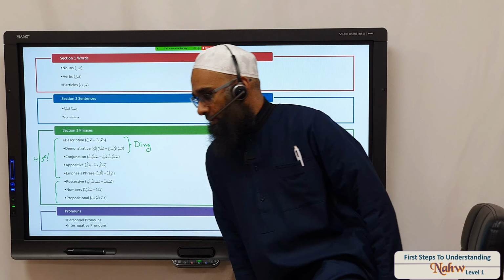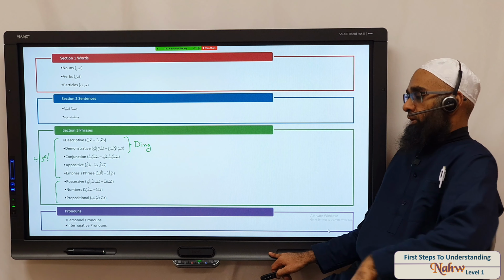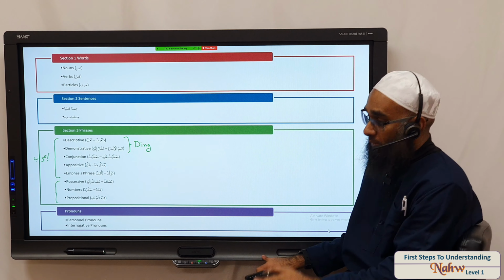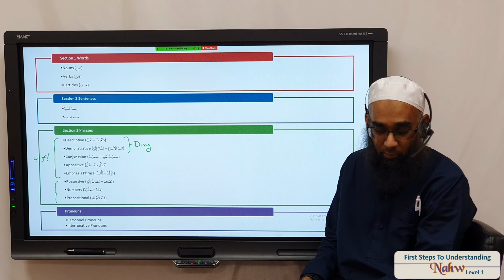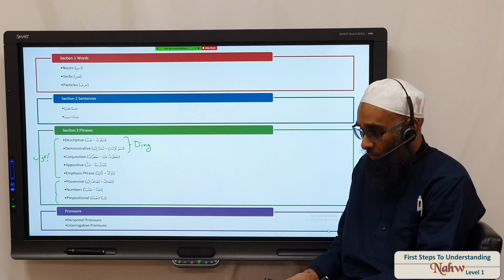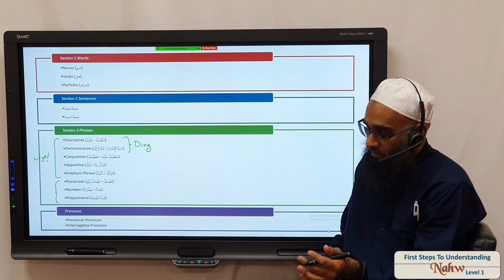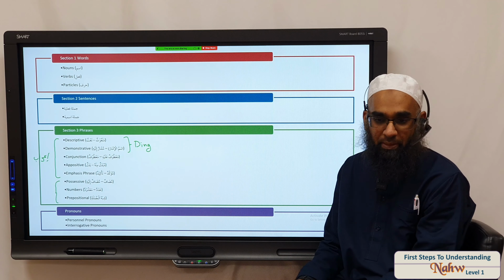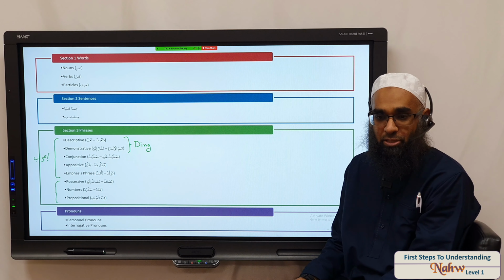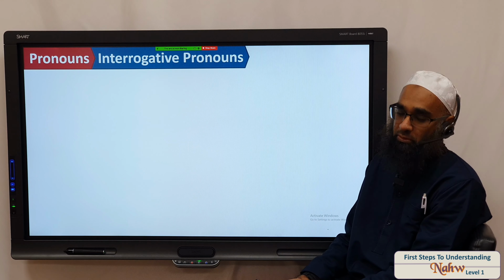Okay. Understood? Okay. And now we're going through pronouns, and the pronouns that we covered so far were personal pronouns: huwa, huma, hum, hiya, huma, hunna, anta, ka, the zamir, marfu', mansub, majroor, muttasil, and munfasil, the bariz and the mustatir. Now we're going through interrogative pronouns, question words basically. Interrogation means questioning, so we call them interrogative pronouns.